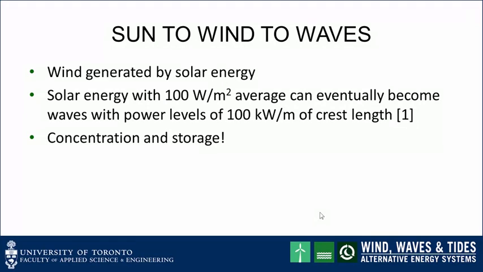We've seen that waves are generated by wind. In part A of the course, we learned that the sun is ultimately the source of the wind. So the energy in waves ultimately comes from the sun. Just to put some numbers: solar energy with 100 watts per meter squared average insolation can eventually become waves with power levels of 100 kilowatts per meter of crest length, right?